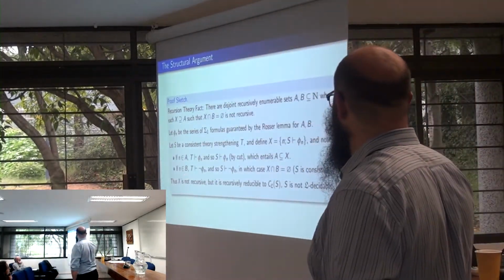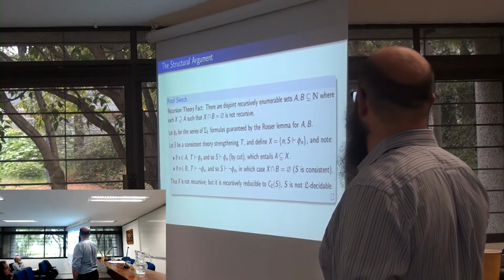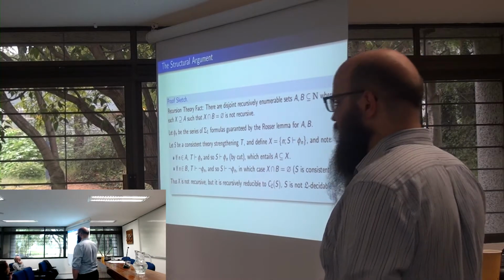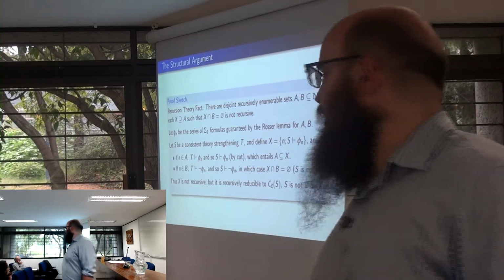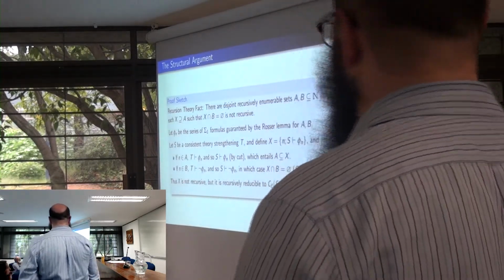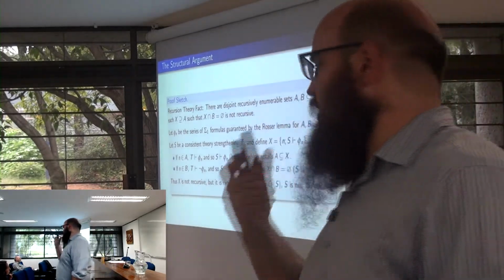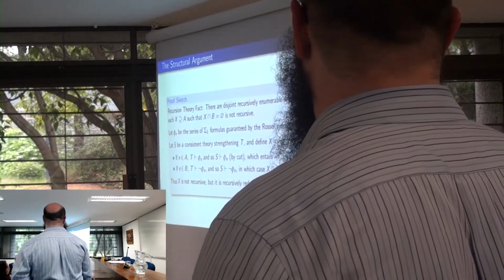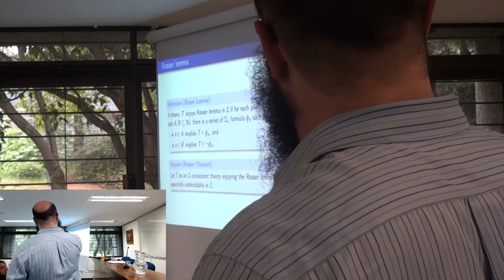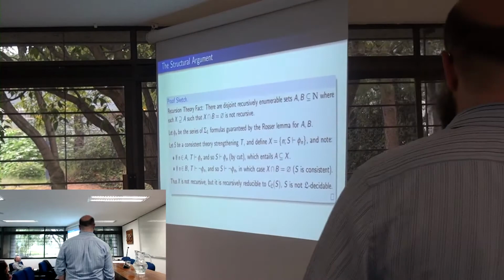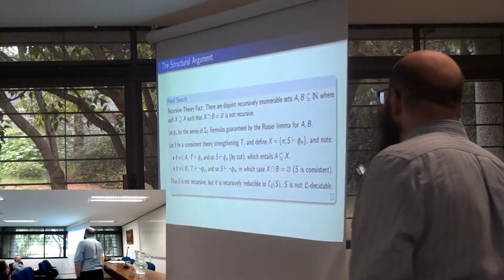And so we know from this fact that X is not recursive, but is recursively reducible to the set of consequences of S in the background of L. And so then S is not L-decidable. Very, very simple schematic argument where the only trick left is to prove that your favorite theory in your favorite logic satisfies the Rosser lemma, or enjoys the Rosser lemma.